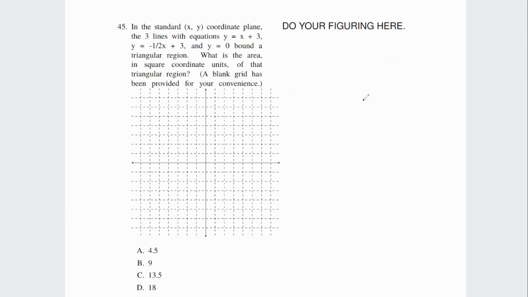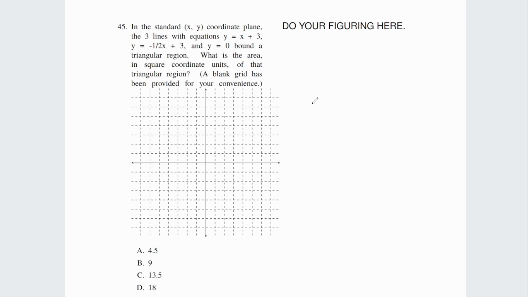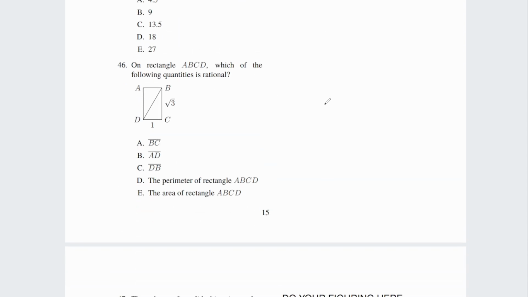In the standard xy coordinate plane, the three lines with equations y equals x plus 3 and what is the area? Yeah, this looks really difficult. I'm going to skip question 45 as well and come back to it later.